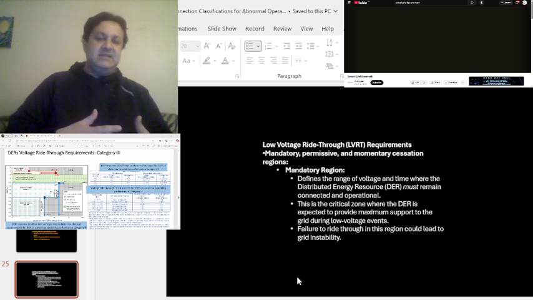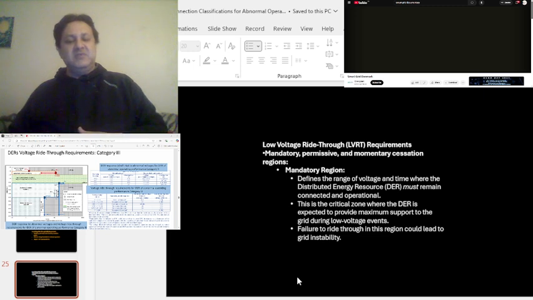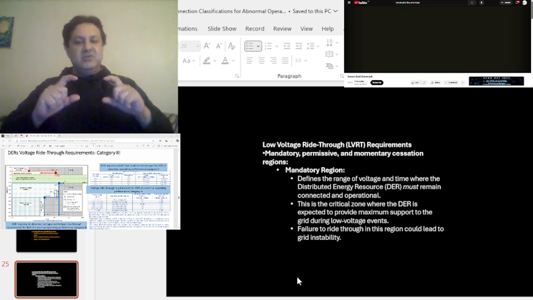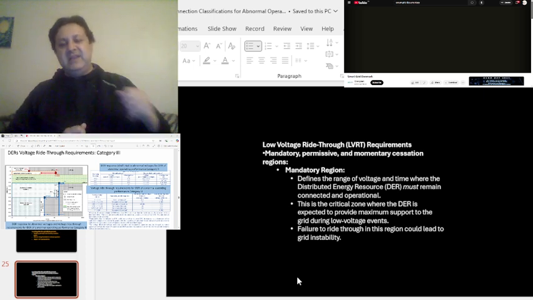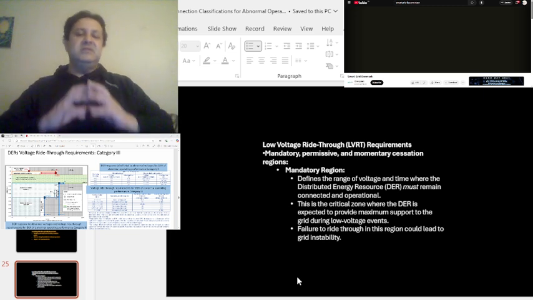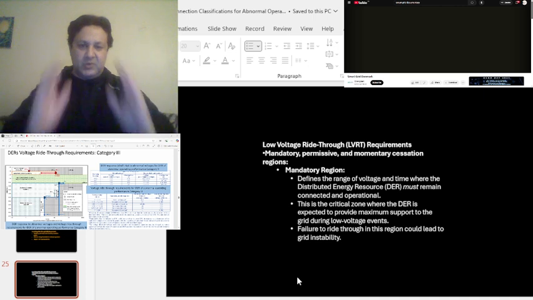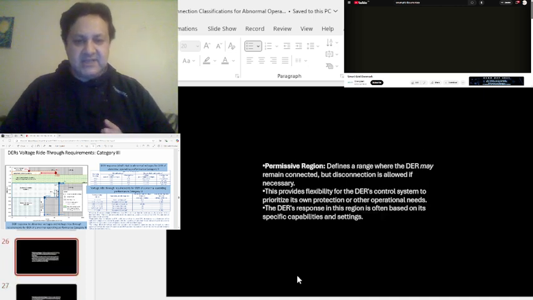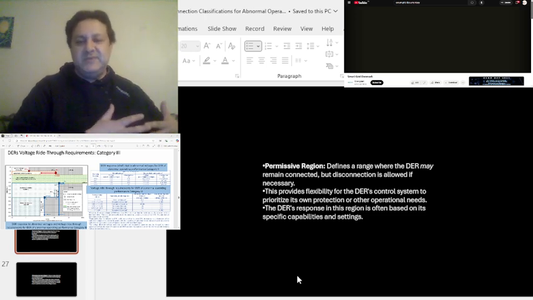This is the critical zone where the DER is expected to provide maximum support to the grid during low voltage events. If there is a low voltage event, the mandatory region is the region where it has to perform the best. Failure to ride through in this region could lead to grid instability. So usually when we design, we define that this is the mandatory region, and we have to work in this range, in this region, definitely.